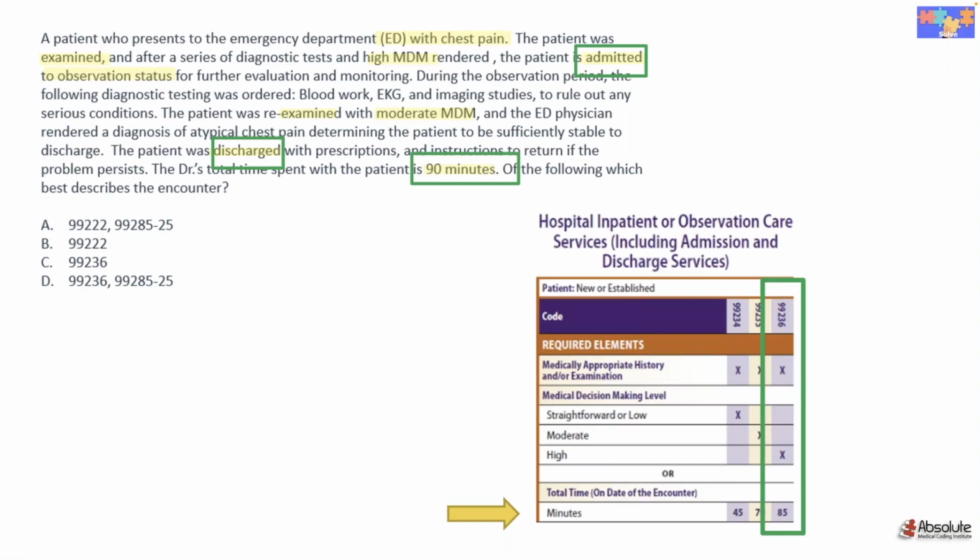Now, we don't fall into prolonged service time because we do not have 15 minutes or more. There's only 5 minutes remaining. So our answer is 99236. I think that was pretty straightforward. So just remember, if admit and discharge was documented and that occurred, we're going to have to presume that to be correct.